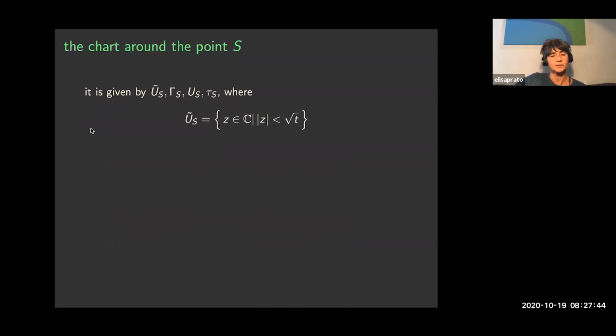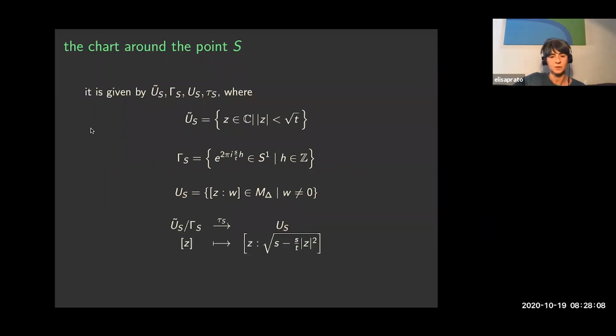The chart around S is given by the open ball of radius square root of t, with the following group acting by irrational rotations. And U tilde S maps onto US, which is the set of points in M delta where W is different from 0. And then we have a homeomorphism from the quotient U tilde S mod gamma S to US, which is given with this mapping. It really works very much like in the case of the sphere and the orbispheres, which is the orbifold analog.